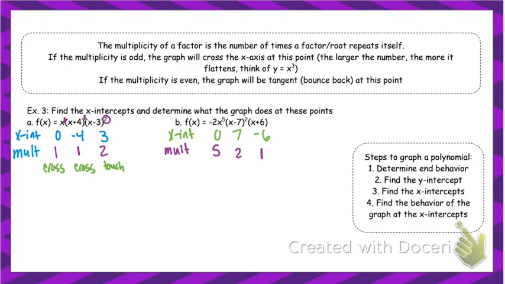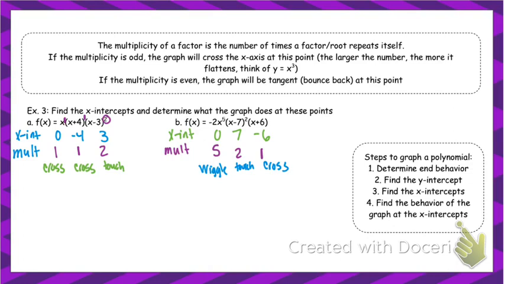So what that means for my graph, at 0, your graph is going to wiggle. At 7, your graph is going to touch or bounce. And at -6, your graph is going to cross. Again, this is determined from the multiplicities. The x-intercept is where that's happening. So let's go ahead and take that and actually sketch the graph. Well, in order to sketch the graph, the only other information we need is the end behavior and the y-intercept.